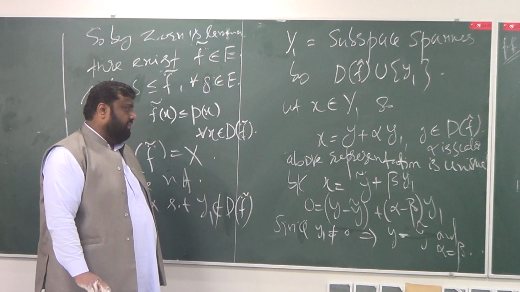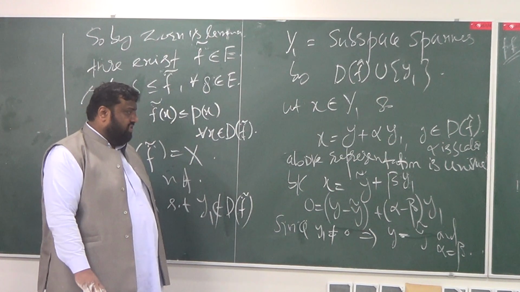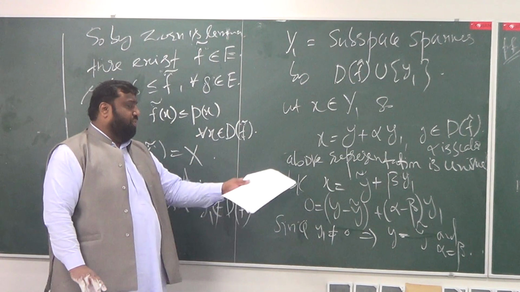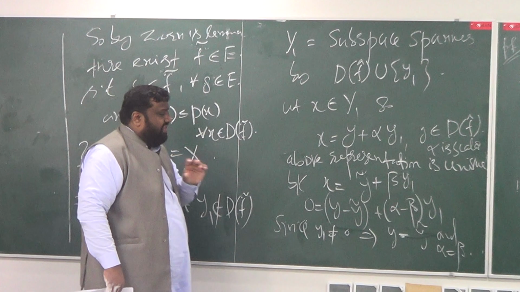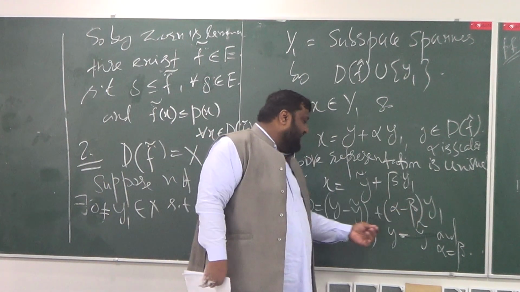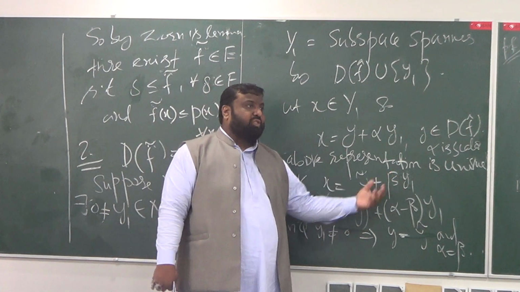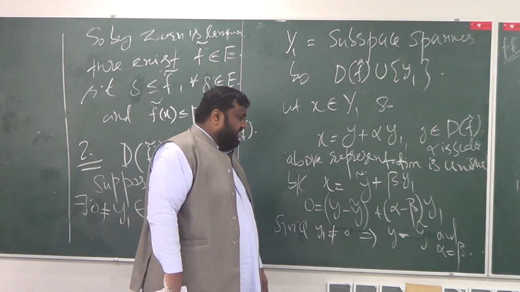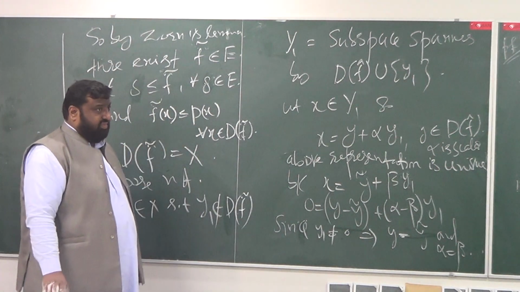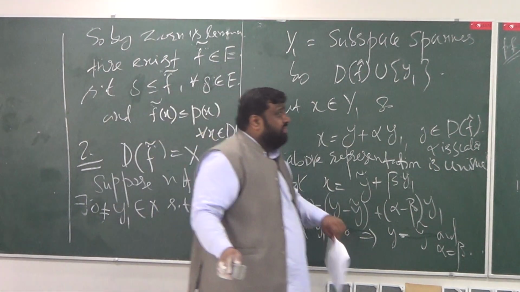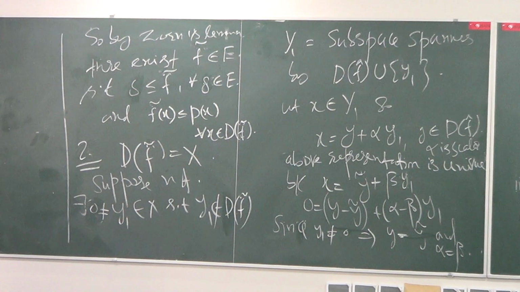So linearly independent. Since y1 is not 0, these both must be linearly independent. Because just think about it: if they are linearly dependent, then y1 can be written as a linear combination of elements from the domain of f tilde and hence belong to the domain of f tilde. So linearly independent. This representation must be unique.